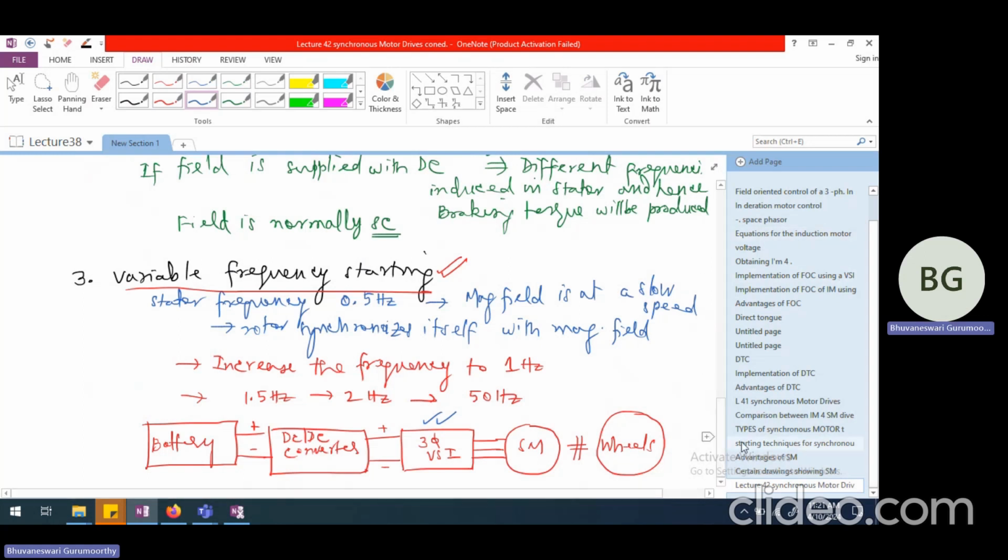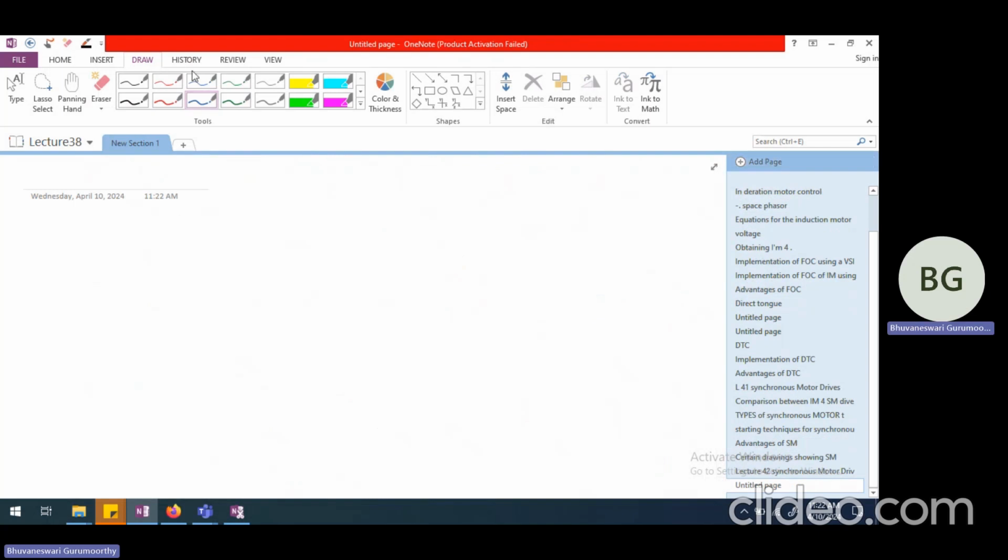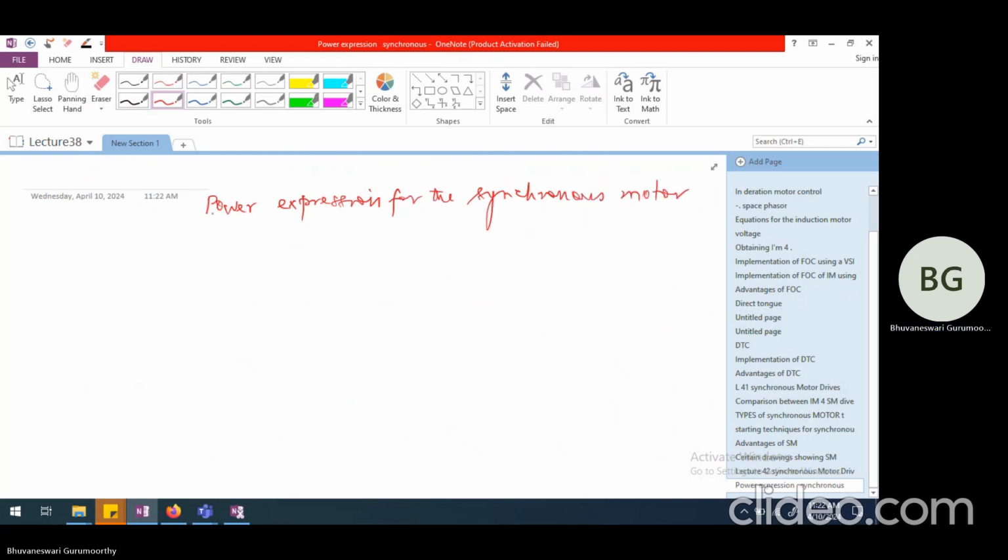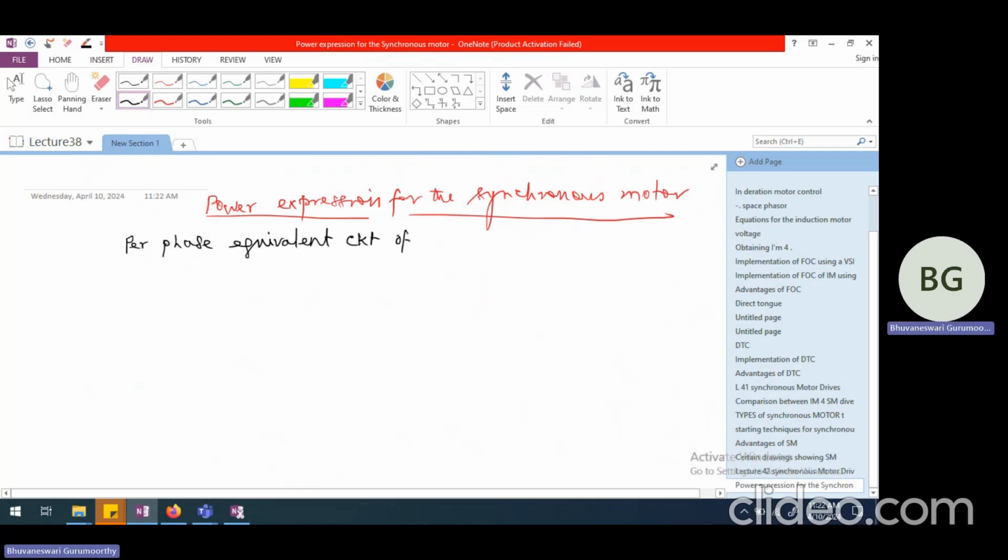So now that we have seen the starting mechanism, let us try to look at what is the power expression for the synchronous motor. So we said that field and armature currents interact with each other to produce the torque, and torque multiplied by the speed will be the power. So if you look at it, let us first of all try to draw the per phase equivalent circuit of the synchronous motor.